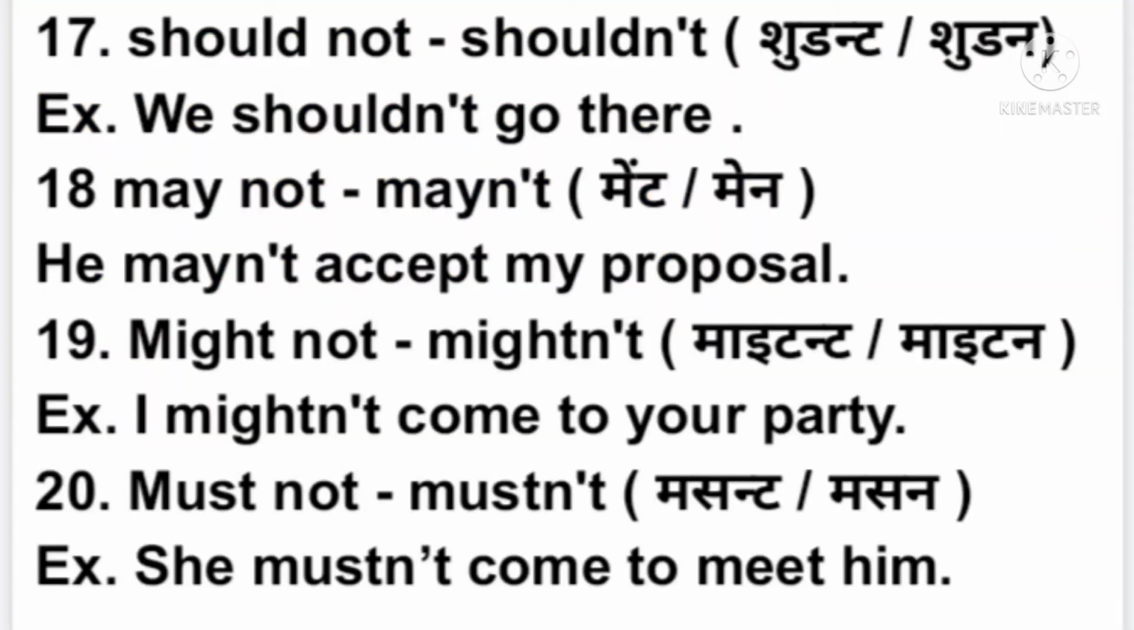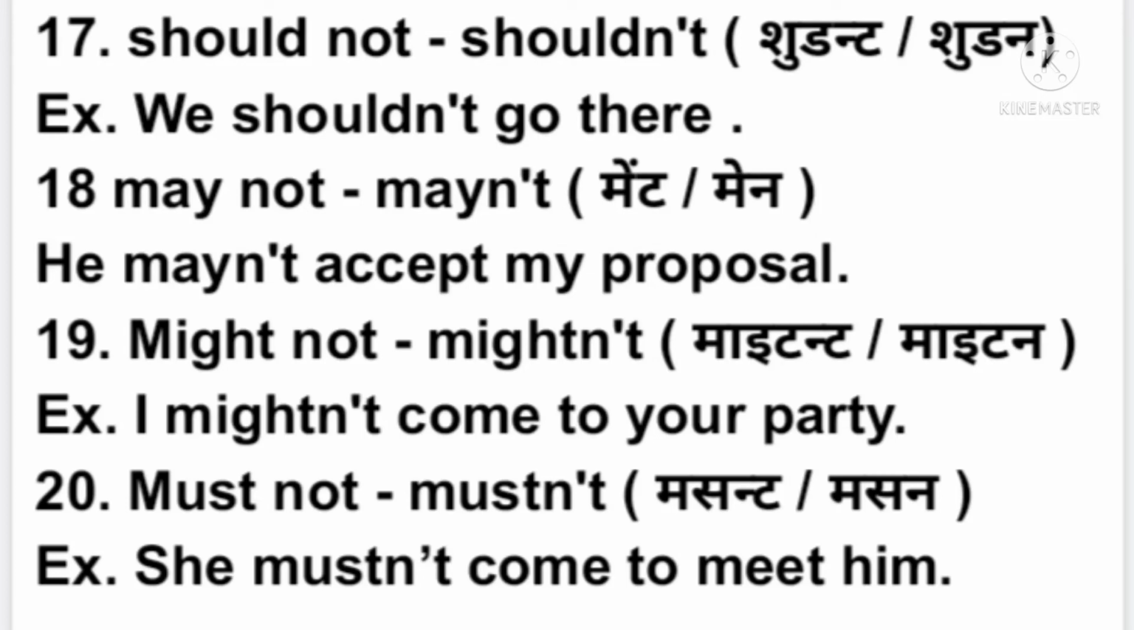Now next is "should not", and the contraction of "should not" is "shouldn't". The example is: We shouldn't go there. Now next is "may not", and the contraction of "may not" is "mayn't". The example is: He mayn't accept my proposal.